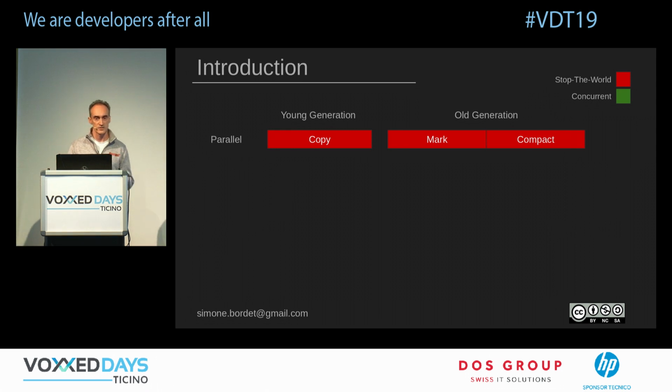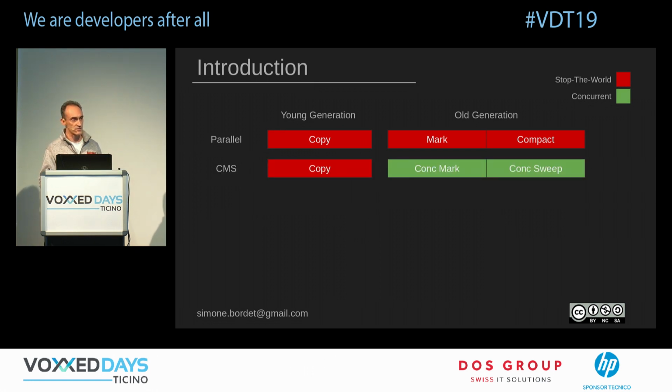The problem with this algorithm is that when the garbage collector runs, the application is completely stopped. And if the garbage collector has to do a lot of work, then it means that the application stays frozen for a lot of time. And so this is not good. So in order to cope with this problem, another collector has been introduced.